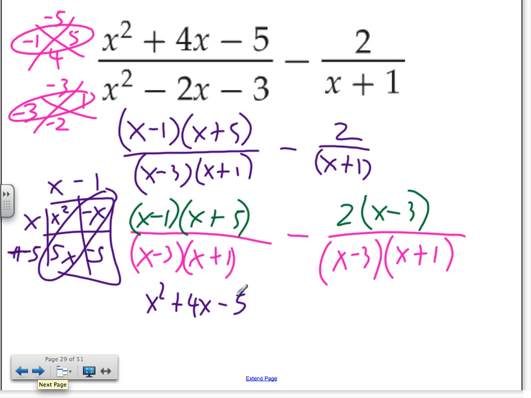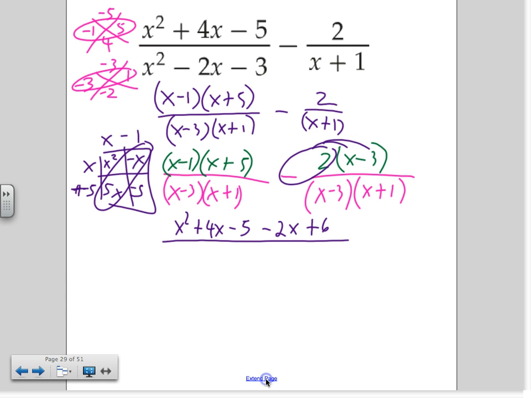Over here, if I distribute this negative, don't forget this sign right here, it stays with the 2. So negative 2, distribute to each term, what do you have? Negative 2x. Minus 3. What's negative 2 times negative 3? Plus 6. So that will be the top, isn't it? Yes. Now I can put the whole thing over what? x minus 3, x plus 1. And that is your LCD.